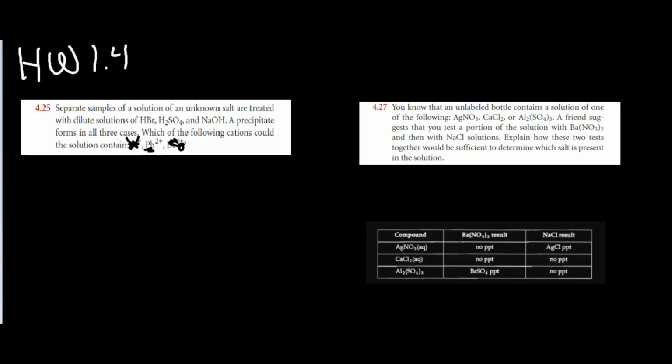First off, with potassium: potassium does not form a precipitate with any of these, meaning that if you look at your solubility chart, potassium is soluble with all of these compounds. It does not form anything with bromide, sulfate, or hydroxide. Barium only forms a precipitate with sulfate, not with bromide and not with hydroxide, so we're also crossing that out. And then lead, which I've said so many times before, does not want to be soluble. So lead is going to be insoluble in this example. So lead is the answer.